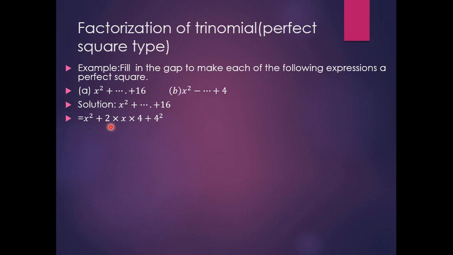Now to make a perfect square we need 2ab here. 2a, in place of a we have x, in place of b we have 4. Now it became just like a square plus 2ab plus b square.